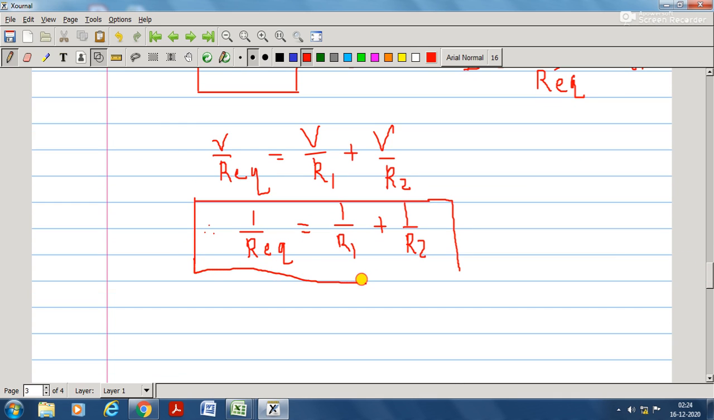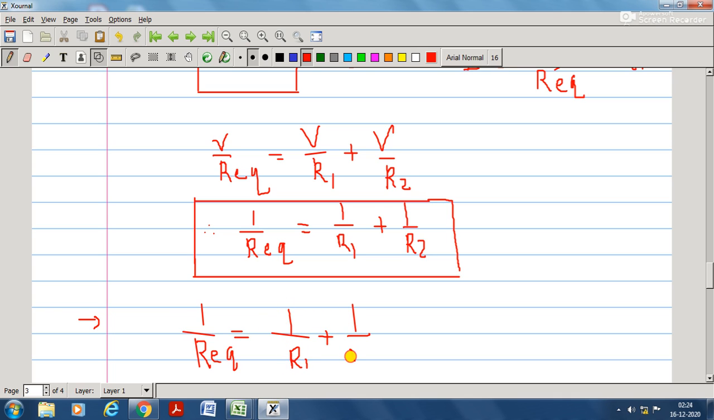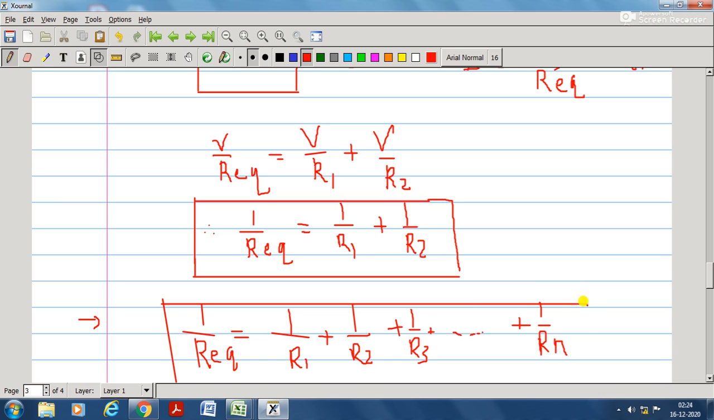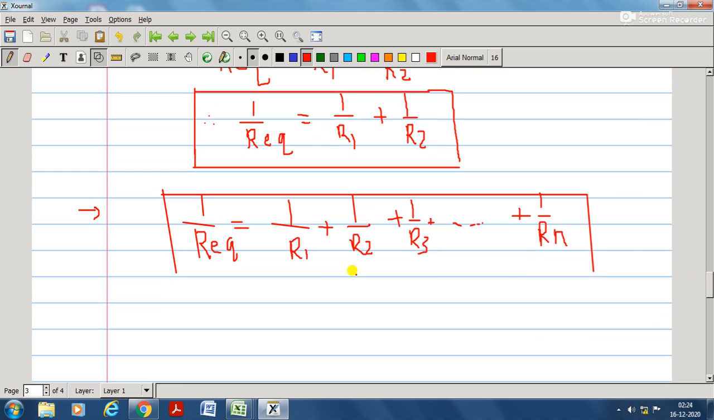Now let's say you have connected n resistors in parallel. Then you can write 1 upon R equivalent will be nothing but 1 upon R1 plus 1 upon R2 plus 1 upon R3 up to 1 upon Rn. Okay, so this is the final formula to find the equivalent resistor when they are connected in parallel.